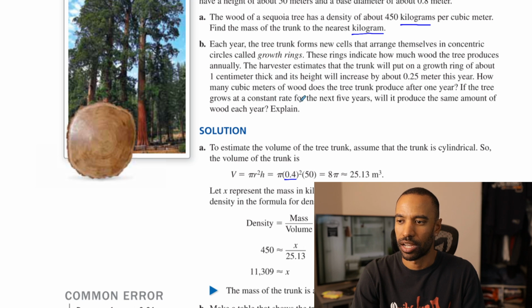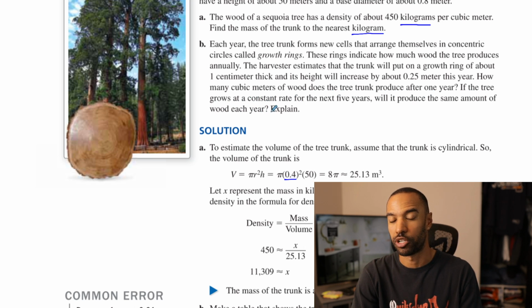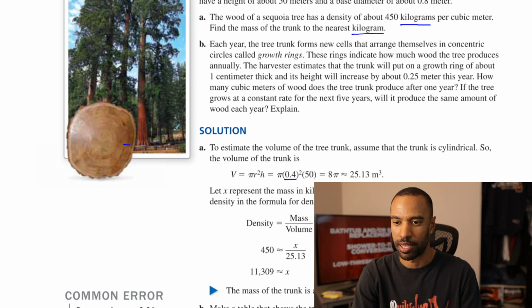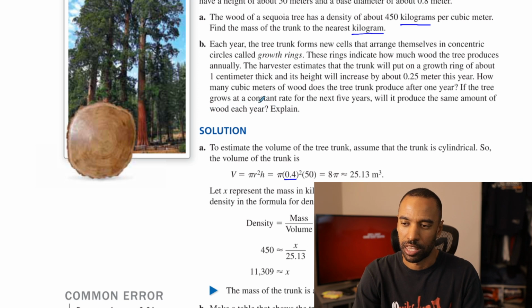If the tree grows at a constant rate for the next 5 years, will it produce the same amount of wood each year? Explain. Well, the answer to that last part should be no, just because of how this thing expands outward. But I'll let them answer it, of course.